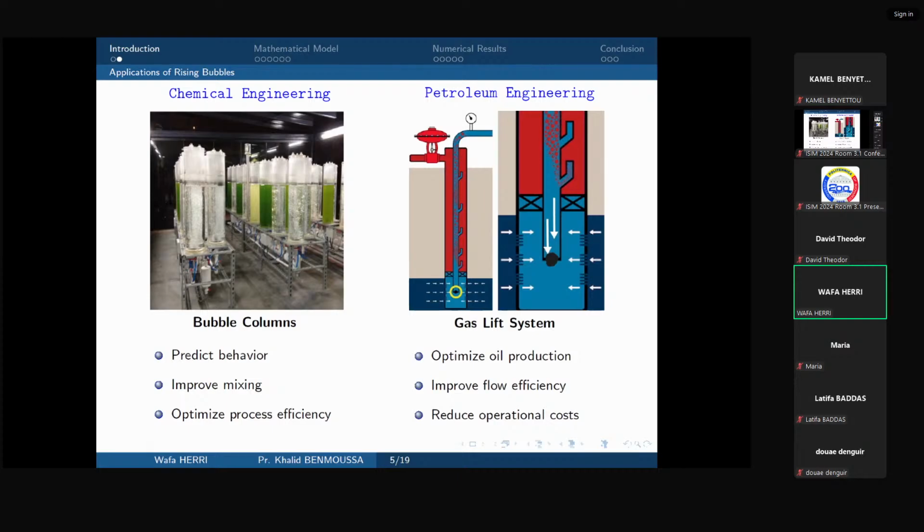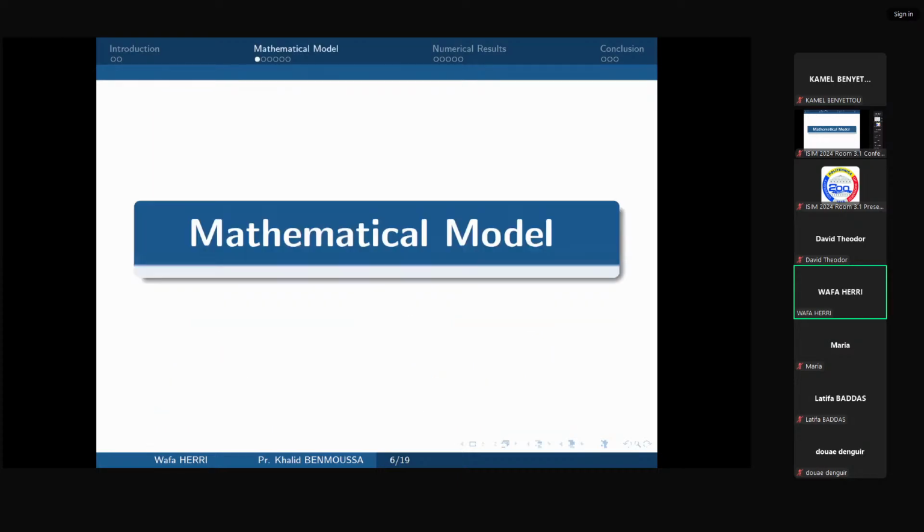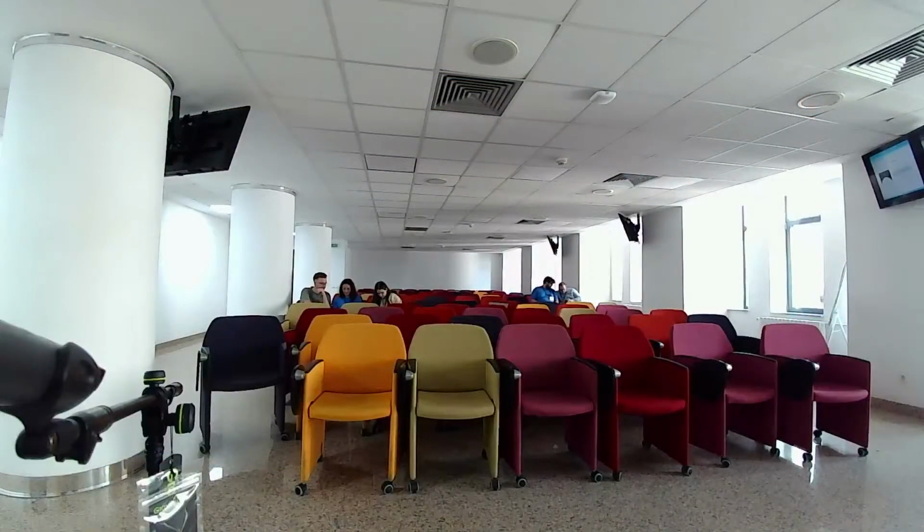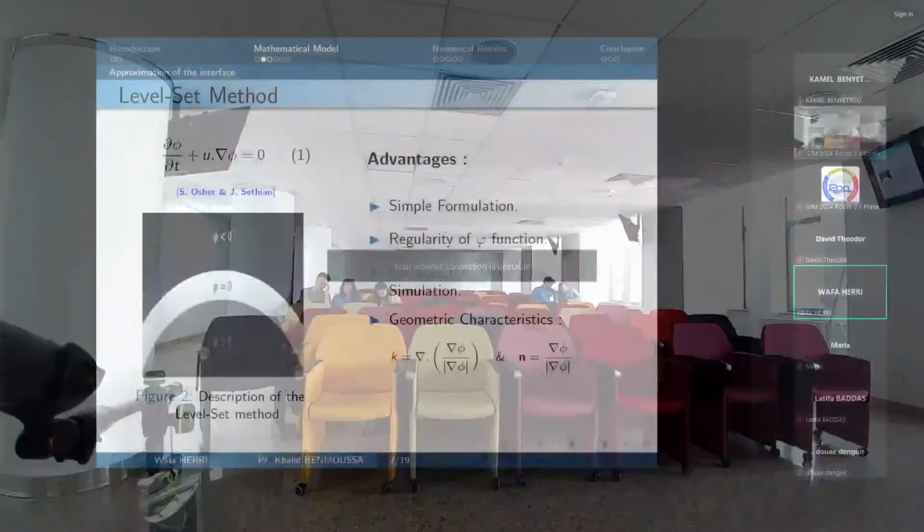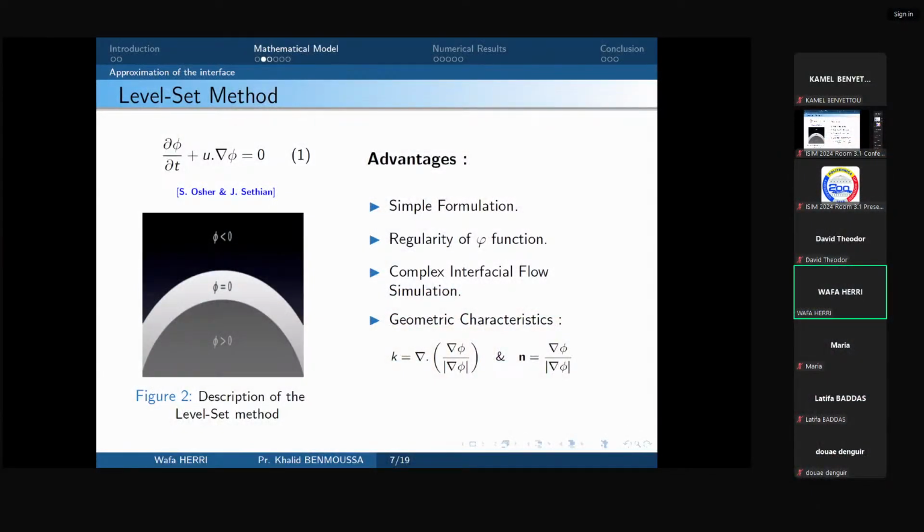After having explored the practical applications, to understand and simulate such phenomena, let's start with the level set method, which revolves around the function called the level set function phi, governed by the transport equation 1.